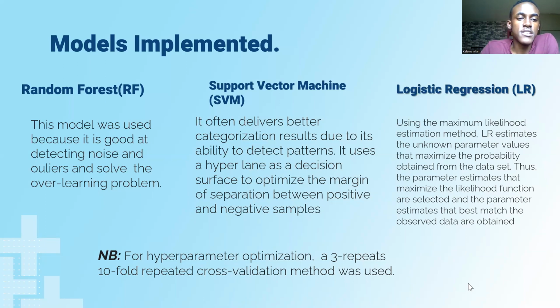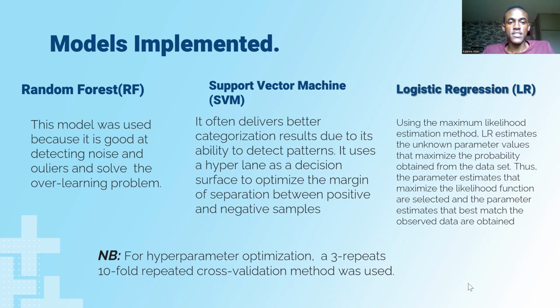They chose random forest because it is good at detecting noise and outliers and also solves the problem of overlearning. While support vector machine often delivers better categorization results due to its ability to detect patterns and uses a hyperplane as a decision surface to optimize the margin of separation between the positive and negative samples. The logistic regression estimates the unknown parameters that maximize the probability obtained from the data set.